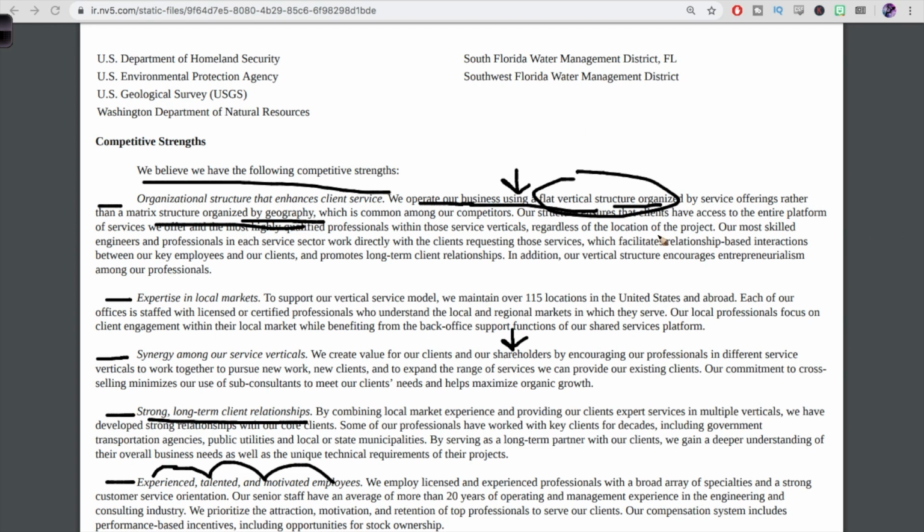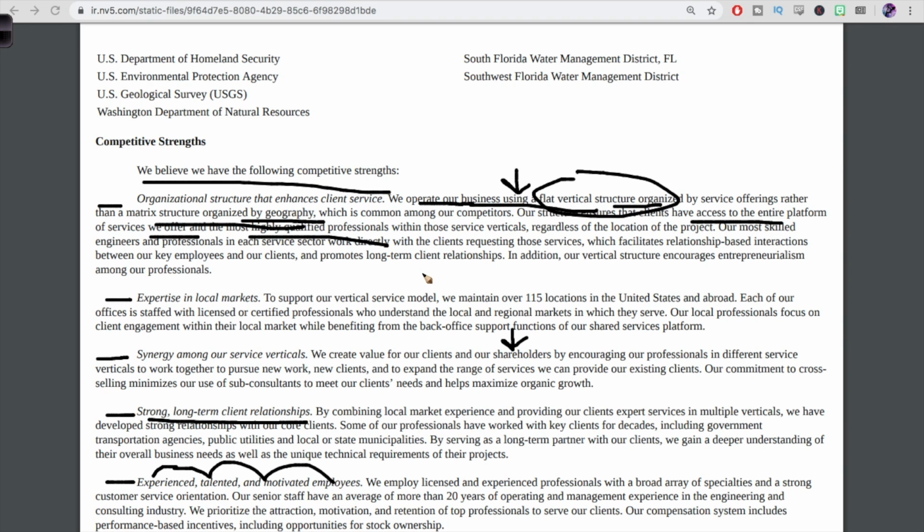It says this structure ensures that clients have access to the entire platform of services we offer with the most highly qualified professionals. Basically, this is the main thing that makes this company different from its competitors. Its competitors, let's say for construction services, have their global operations, and in each country they have a different construction officer for that country. What this company does differently is they have one head of the construction part of their business, and that one head organizes the business throughout the whole world.